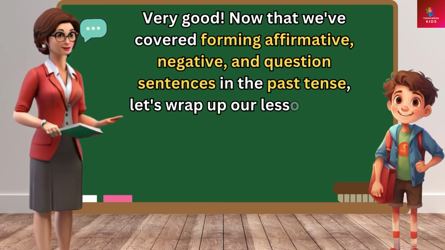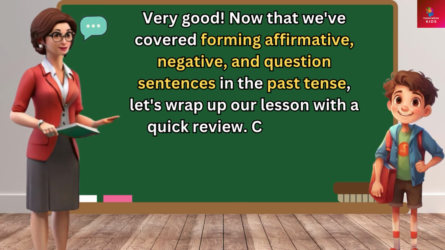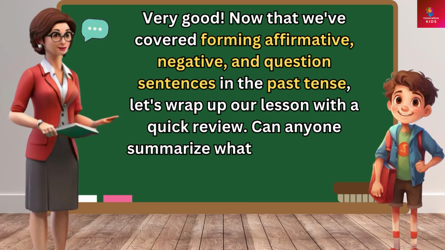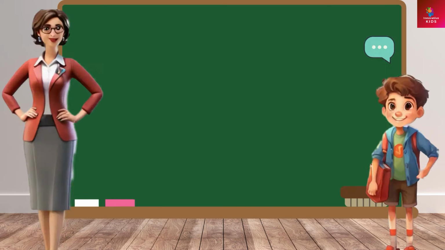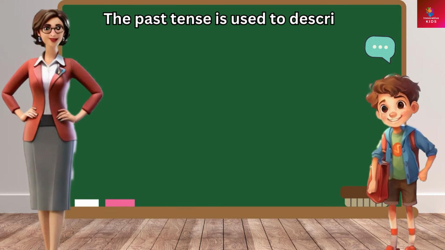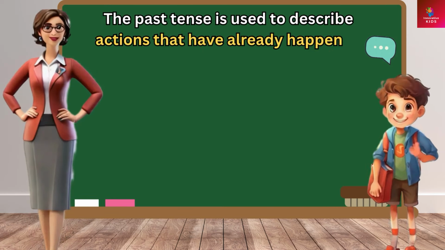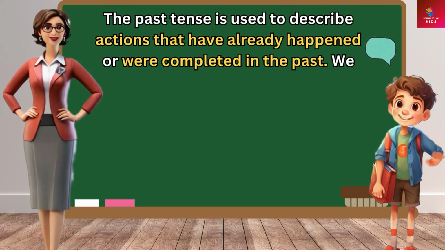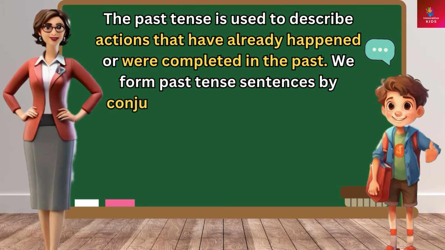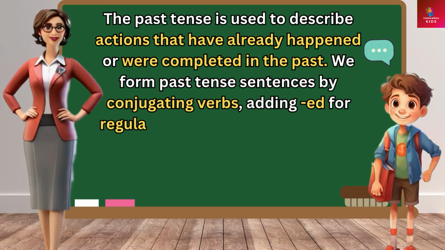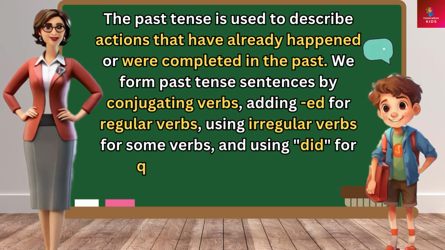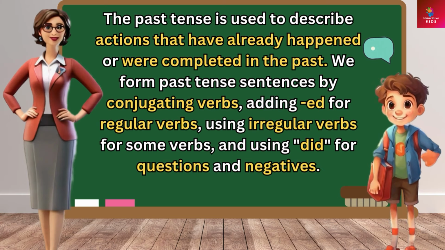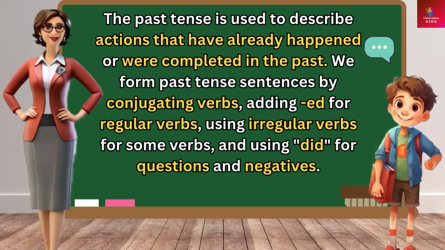our lesson with a quick review. Can anyone summarize what we have learned today about the past tense? The past tense is used to describe actions that have already happened or were completed in the past. We form past tense sentences by conjugating verbs, adding ed for regular verbs, using irregular verbs for some verbs, and using did for questions and negatives.